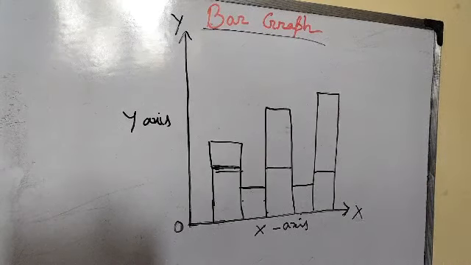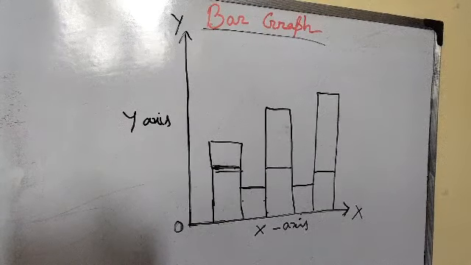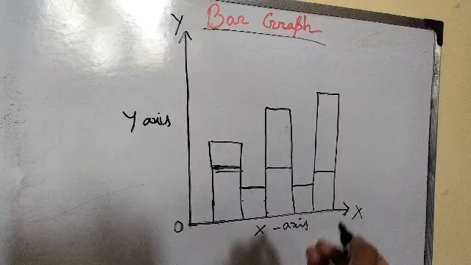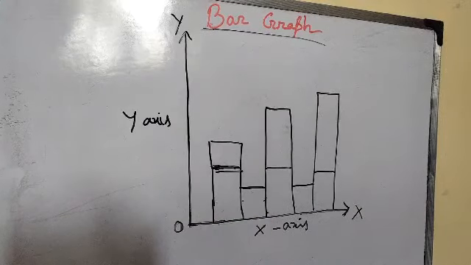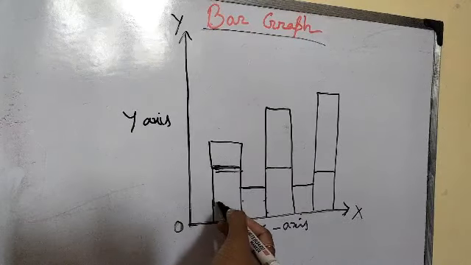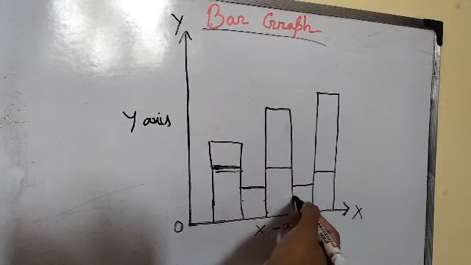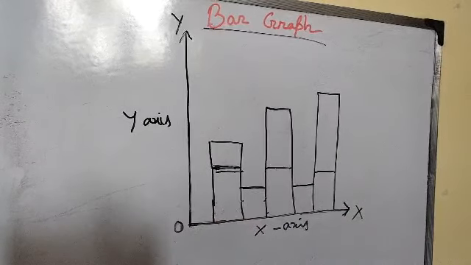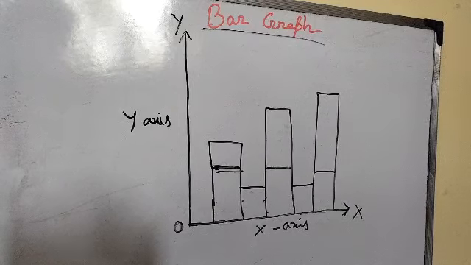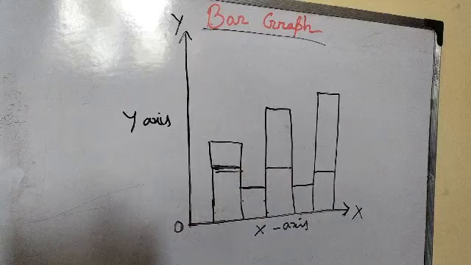First, I repeat once again, we have to draw the axes on the graph paper. After that we have to see the numerical data, what type of numerical data is given. That we have to represent in the form of bars. Here the width of the bar will be the same, and the distance between two bars, from here to here, and here to here, and here to here, will be the same. This is called a single bar. Here I have drawn a single bar.